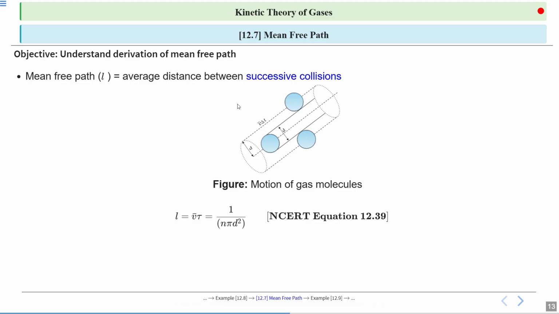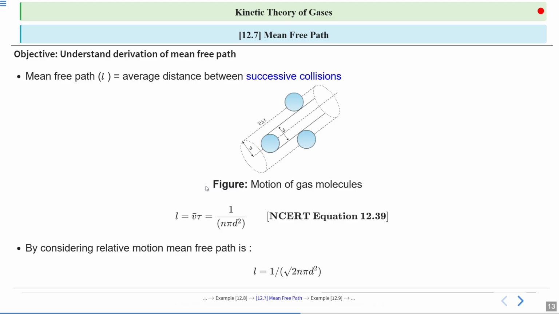Now, let's look at a mathematical expression for the mean free path. It's given by the formula L equal to v bar tau, which is equal to 1 upon n pi d square. Here n is the number density of molecules, d is the diameter of the molecule, and pi is a constant. This equation 12.39 is important as it links the mean free path to the physical properties of gas.